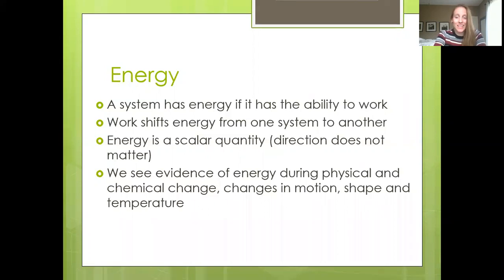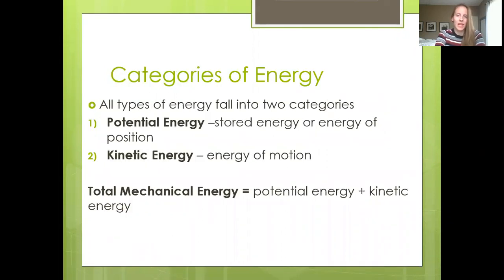Anytime there is an energy change taking place, you're going to see this as either a physical change in the object, a chemical change taking place, like a chemical reaction, the motion of an object changing, the shape of an object changing, or the temperature changing. There are two different categories of energy. We have potential energy, which is stored energy or positional energy, and then kinetic energy, which is always energy of motion. And then the total mechanical energy of an object is just its potential energy plus its kinetic energy.